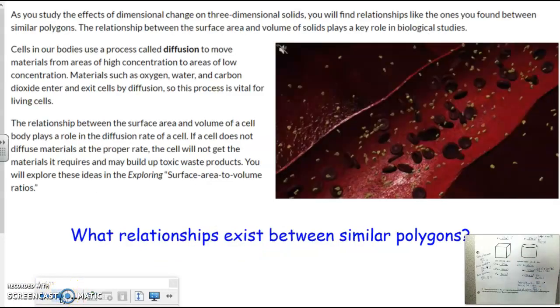All right, this just talks a little bit about how the relationship between surface area and volume plays an important role with your cells, with diffusion. If they don't diffuse the material at the proper rate, then it's going to become toxic. You'll get toxic waste buildup.